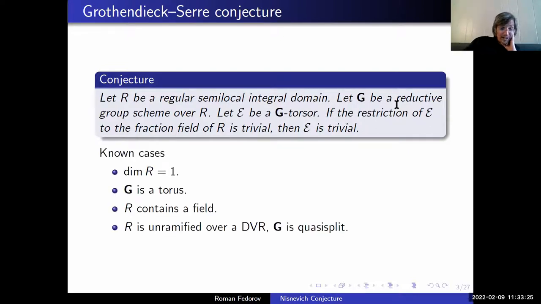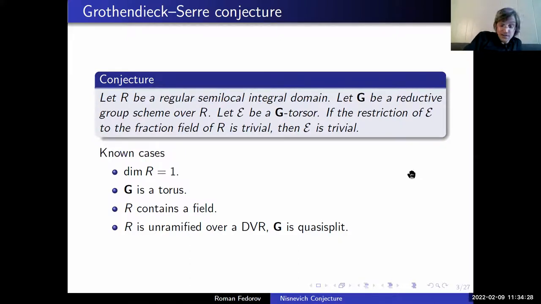Let me tell you briefly what is known, without the names, unfortunately. It's known if the dimension of R is one, it's relatively easy. It's known if G is a torus. It's known in the geometric case, that is when R contains a field. And in the mixed characteristic case, beyond the one-dimensional and the toric case, it is known if R is unramified over a DVR, so the central fiber of R is regular, and G is quasi-split. So that's what's known now. Today I will fully focus on the geometric case, so we will always be assuming that R contains a field.